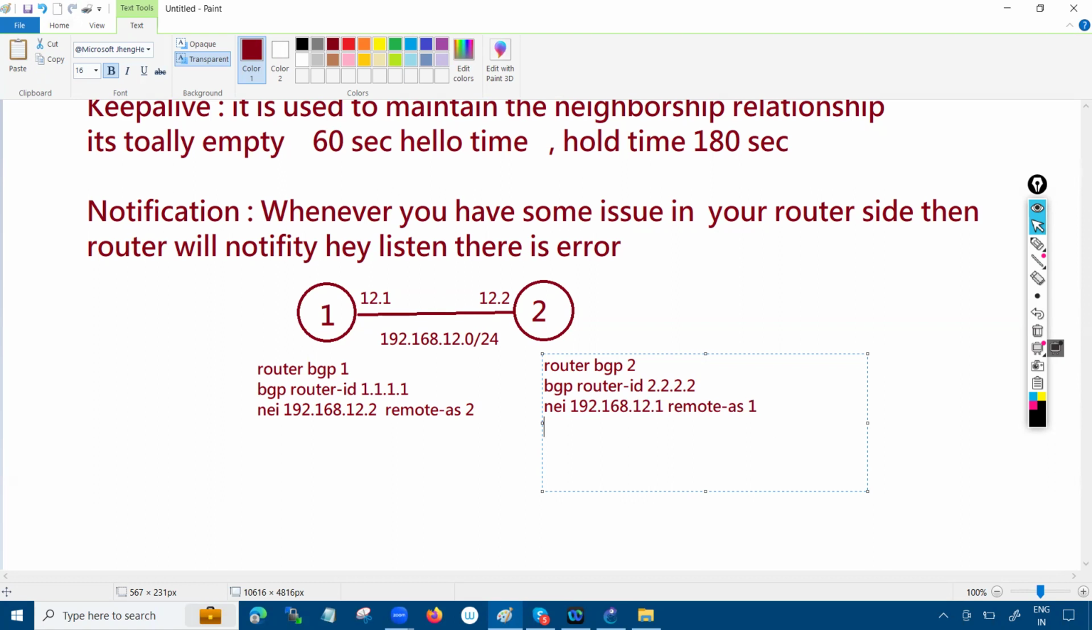So in that case, what happened? Both routers are going to form the neighbor relationship, right? That's fine. There is no issue. But what happens if I make this guy's router ID 1.1.1.1? In that case, what happens? The router will generate a notification packet: hey, we found a duplicate router ID.